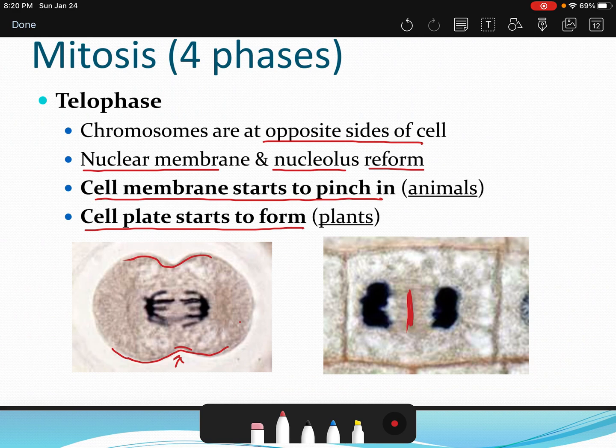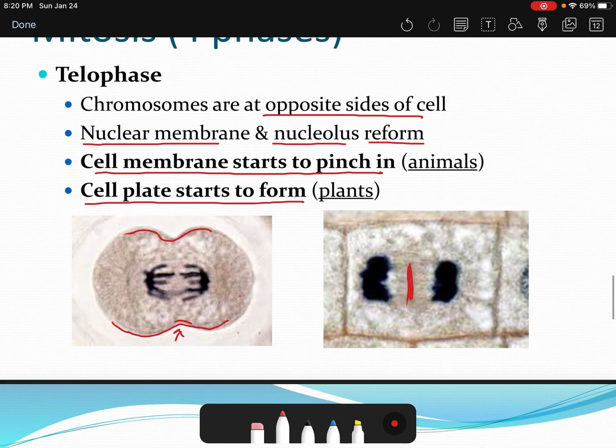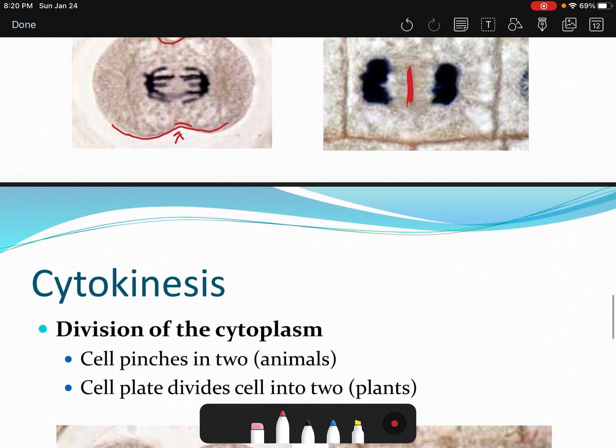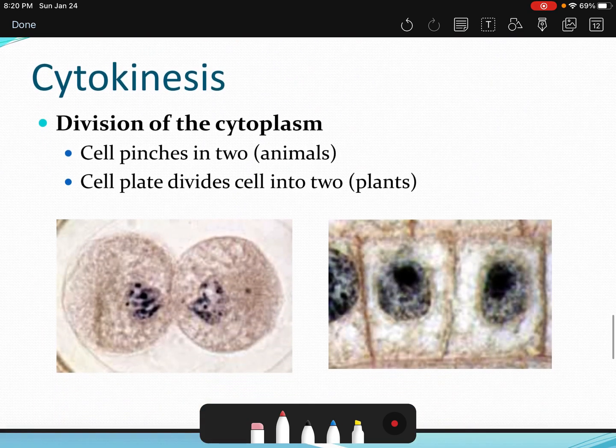That's why we're at the end of mitosis, because mitosis is the splitting of the nucleus, or the splitting of the nuclear contents. We haven't split the cell yet. That's what happens in cytokinesis. This is the division of the cytoplasm. So the cell will pinch into two in animal cells, and the cell plate will divide the cell into two in plant cells. So here's the cell plate now.